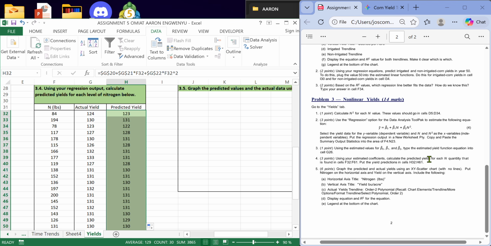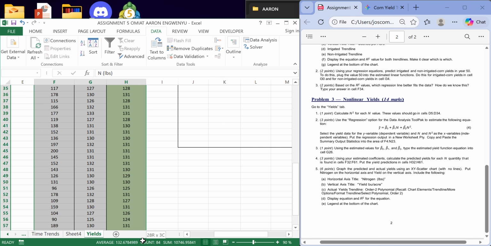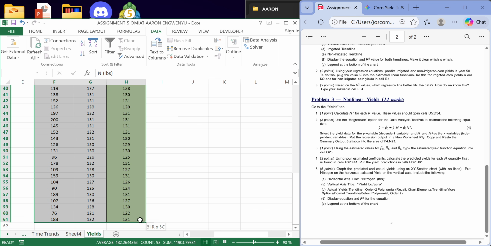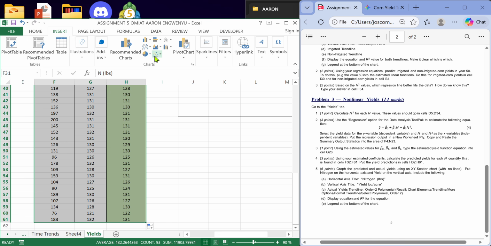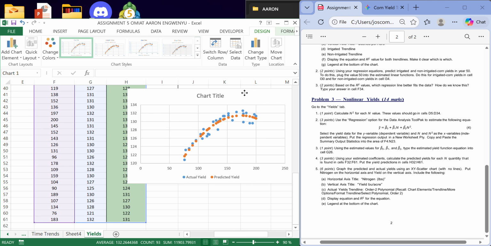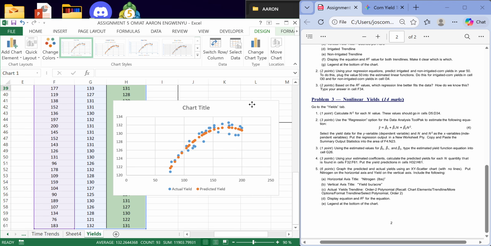And after doing that, I've finished the step. Graph the predicted and actual. Using scatter with no lines, put nitrogen on the horizontal, yield on the vertical. Done. Select all my data. I'm graphing it. I'll go to insert, scatter, no lines. There is my scatter diagram.